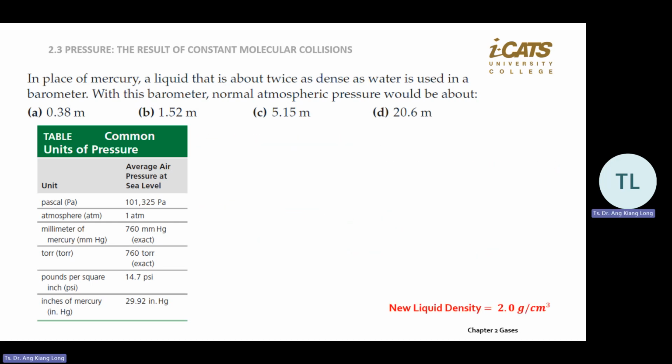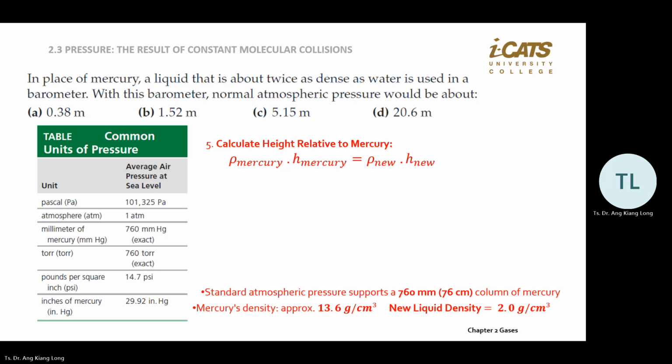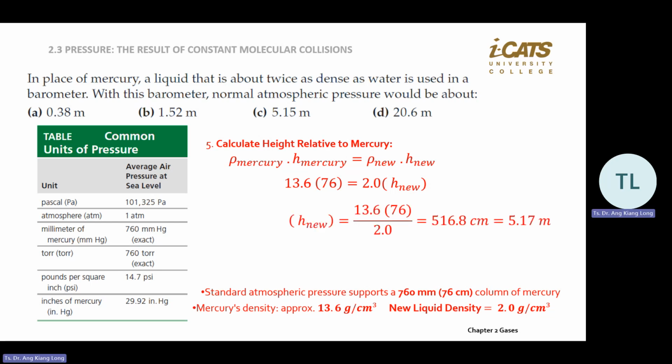So you substitute the value. Rho mercury will be 13.6 gram. If this question comes out, you will see there's a density table at the back of the question in the appendix. Okay, you substitute, there's only one parameter missing, which is the H. You rearrange the equation. I assume you have good mathematics. So the answer will be 5.17 meter.